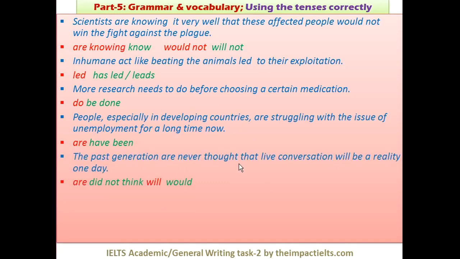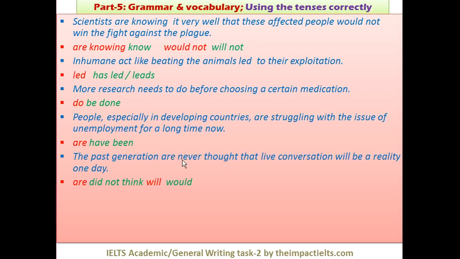So now it is: The past generation did not think that live conversation would be a reality. Once you talk about the past, "did not think that," or perhaps we can use here "had not thought that." Both are possible. "Had never thought that." "Are never thought" is not possible, because we are talking about the past. The past generation had never thought that live conversation would be.